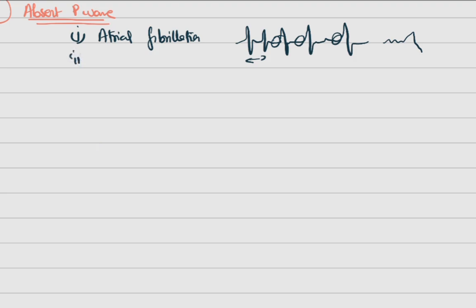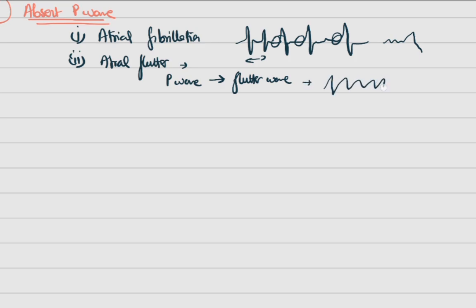So next is atrial flutter. In atrial flutter the P wave is replaced by a flutter wave, because the atrium is contracting very rapidly like a flutter. The P waves form a seesaw pattern like this, with a QRS complex like this, and a QRS complex. These are seesaw waves or flutter waves.